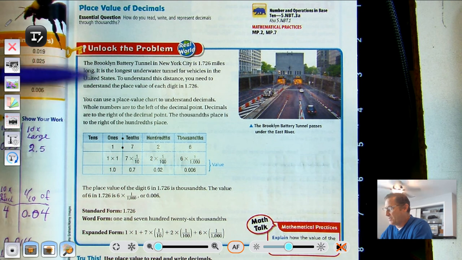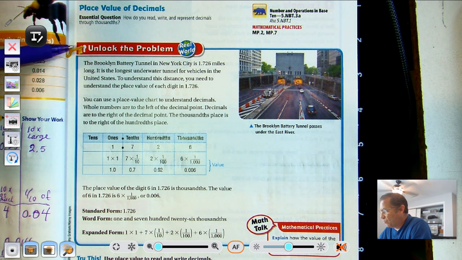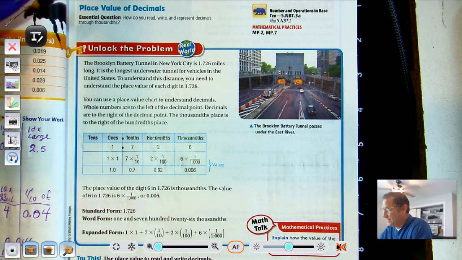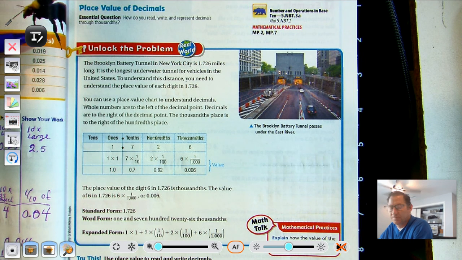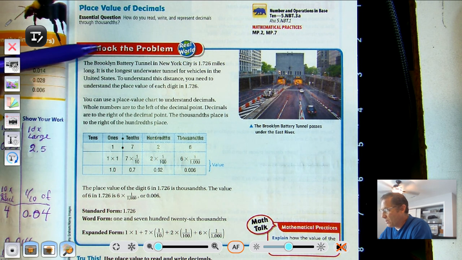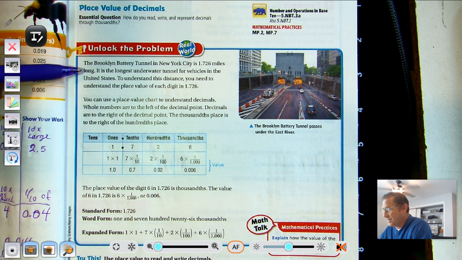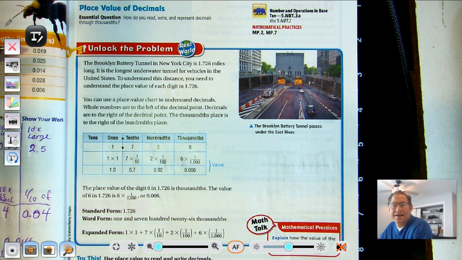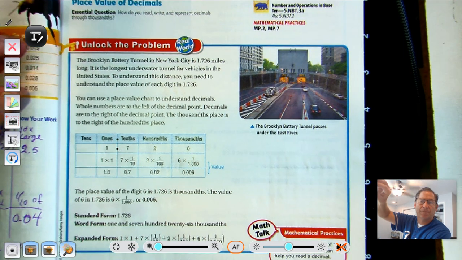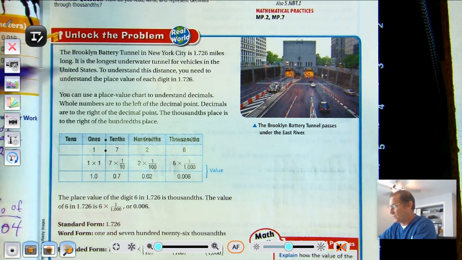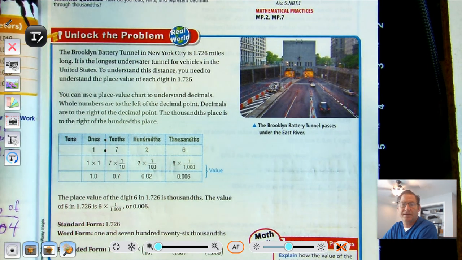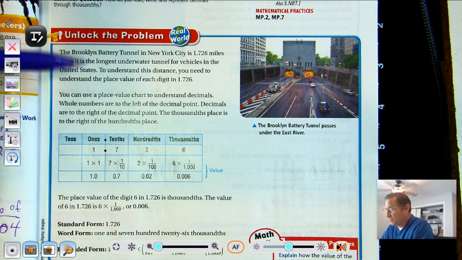The Brooklyn Battery Tunnel in New York City is 1 and 726 thousandths miles long. It is the longest underwater tunnel for vehicles in the United States. To understand this distance, you need to understand the place value of each digit in 1 and 726 thousandths. Okay, in other words, we don't read this number as 1.726. That doesn't give it any value. So how can we do this?